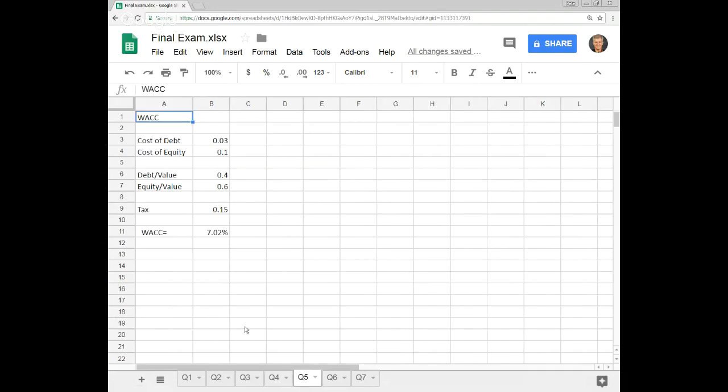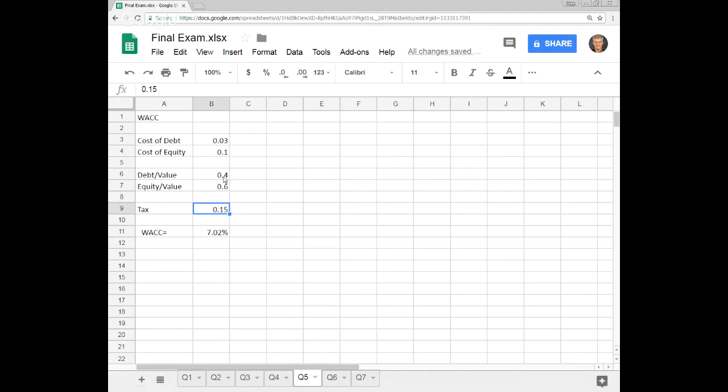Question 5 says your $10 million firm can currently borrow at the current rate on AAA rated bonds of 3%. Your shareholders or equity investors expect a 10% return. If your firm is capitalized with 40% debt and 60% equity, what is your weighted average cost of capital after taxes when the corporate tax rate is 15%?